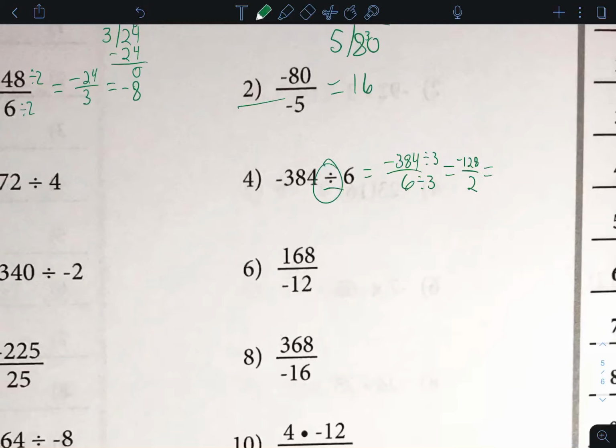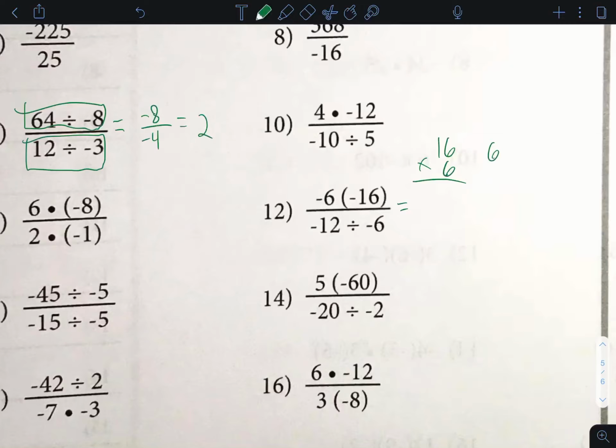So you can do the straight math, which is 16 times 6. Or how I would like to do it is 6 times... since these are both negatives, I'm just going to make them both positives because 2 negatives make a positive. 6 times 10 plus 6. That's because 6 times 16 is equal to 6 times 10 plus 6.